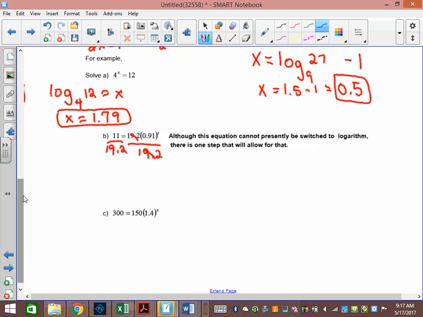Okay. 11 divided by 19.2. Do not round it. Don't round it. I'm going to seriously buy some and then take away your money. This would be good. I like this idea. So we're going to go log.